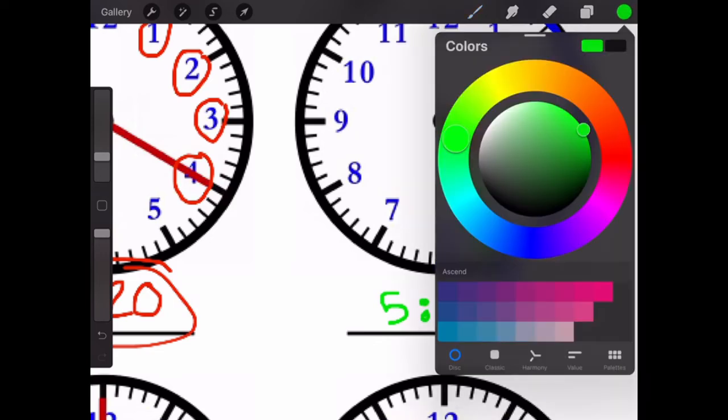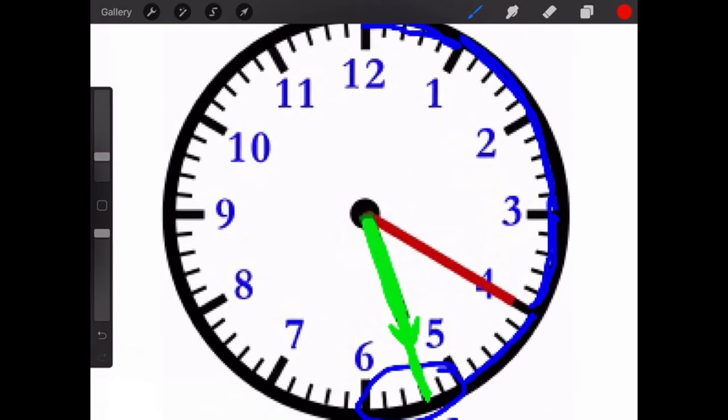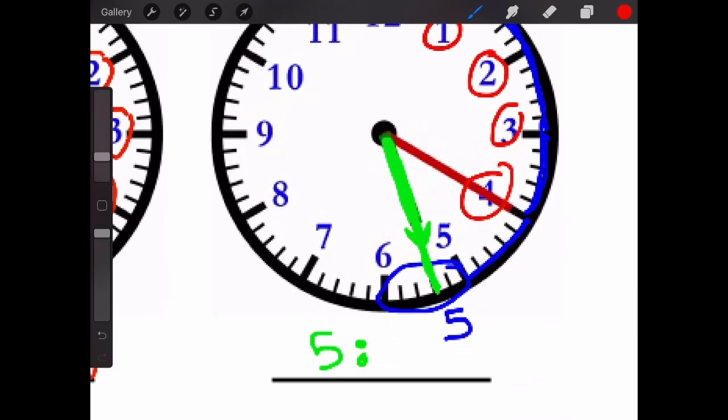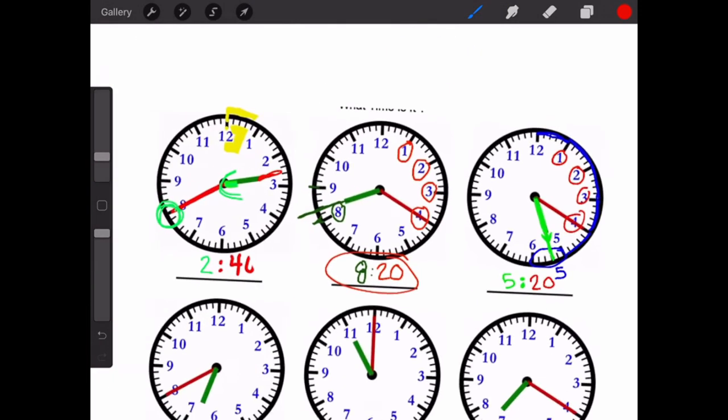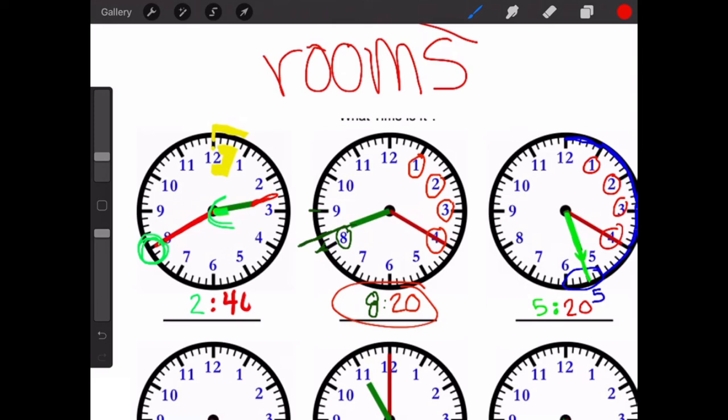Now let's look at the minute hand to figure out what the minutes are. We need to count by fives for the minutes. We've got 5, 10, 15, 20. This is 5:20. All right, boys and girls, if you are still confused about the clock rooms and the hour hand, watch this video one more time so that it makes sense to you.